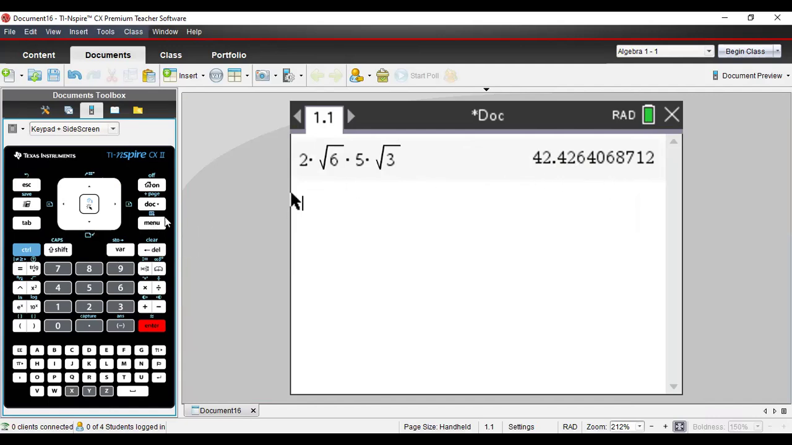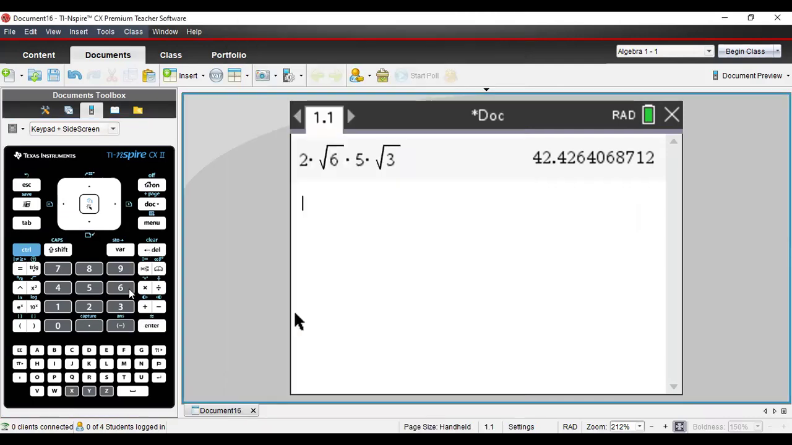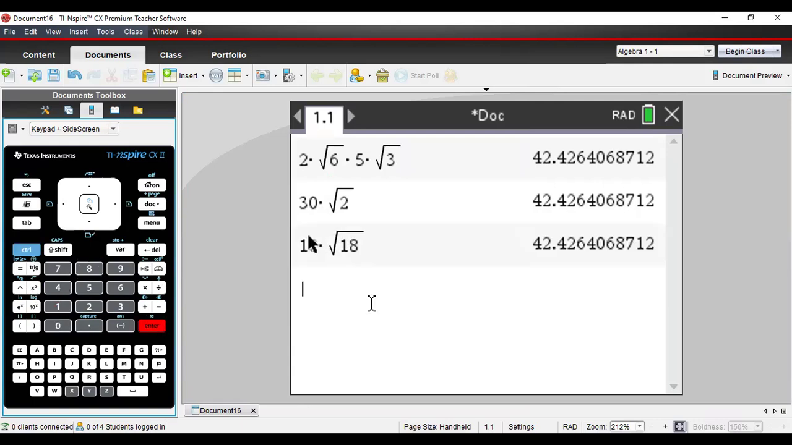So we know it's not 1 or 2 because those are integers, so we can just cross those off, right? 1 or 2 is not the answer. So it's going to be 3 or 4. So we're going to type both in. We're going to do 30 square root of 2. That matches. Now we could stop there, or we can go and say 10 square root of 18. That matches too. So which one is it?